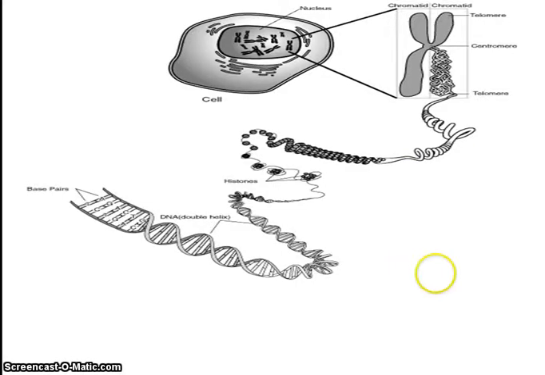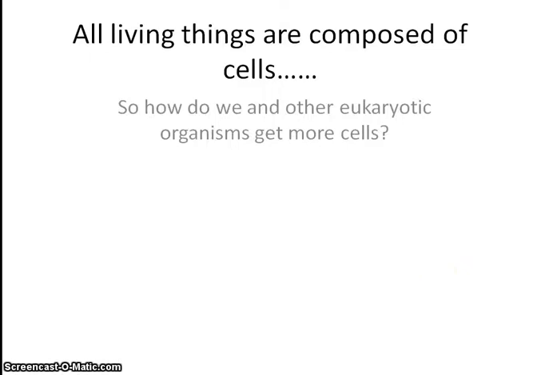Okay, so we still haven't answered the question. So how do we and other eukaryotic organisms get more cells? And the answer is through mitosis, and we get new sex cells through meiosis. But if we just need to get more skin, more muscle, more hair, then it's through mitosis.